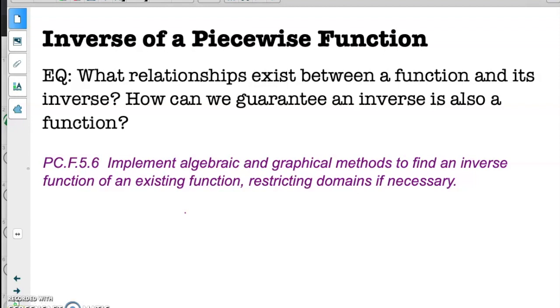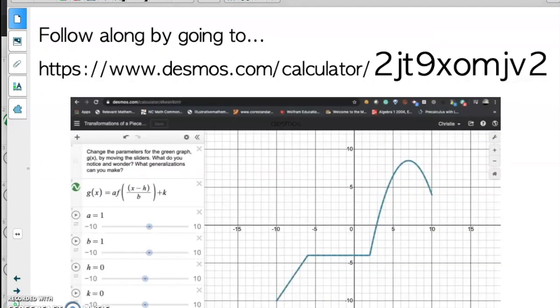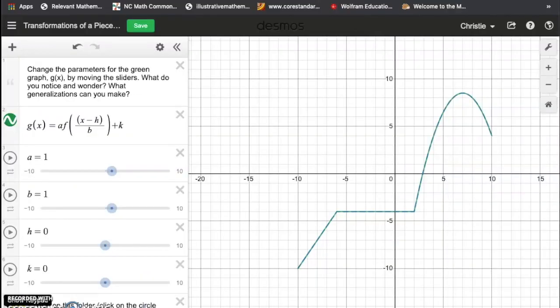In this video, we will explore the inverse of a piecewise function. Open a web browser and enter the following web address. Here you'll find the Desmos file that I've created for us to explore both transformations and inverses of piecewise functions. If you would like to know more about the transformations, watch the previous videos.